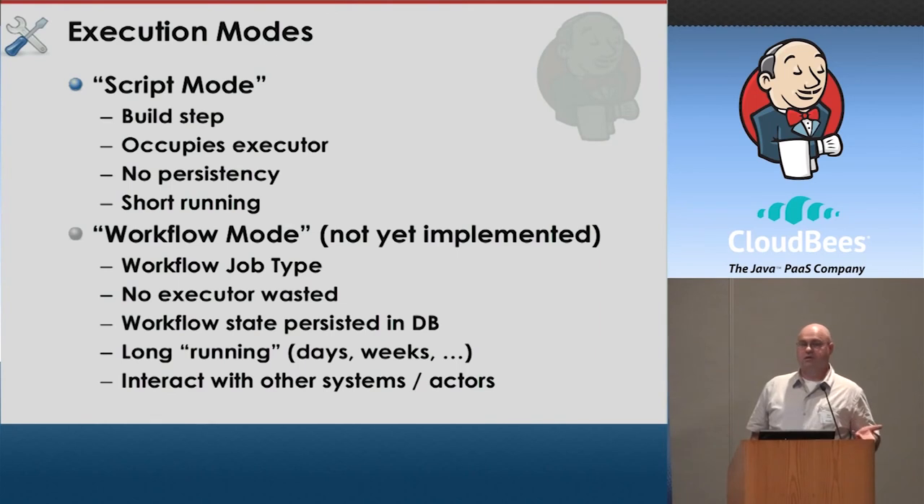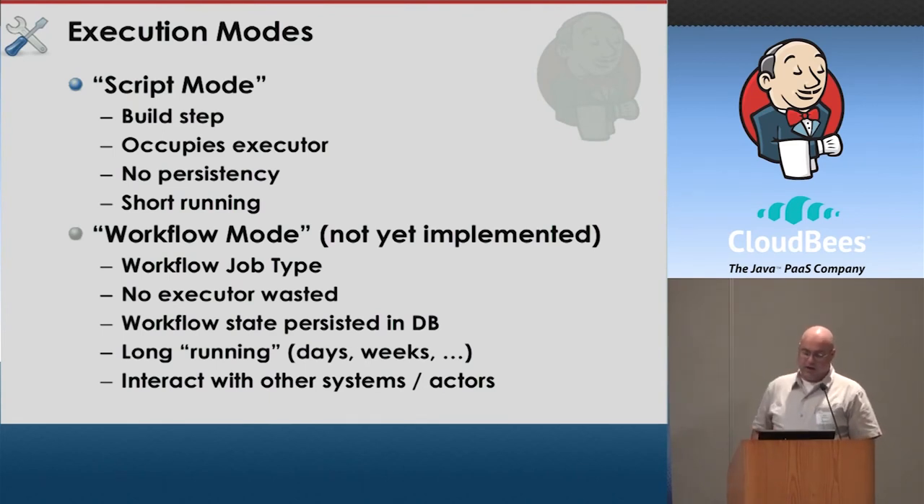There is no real persistency. The workflow state is kept in an in-memory database. When you shut down Jenkins, that state, of course, is lost. These are typically short-running, and with short-running, I mean minutes, hours, maybe days, but not longer. And then there is the workflow mode, which we have not yet implemented.